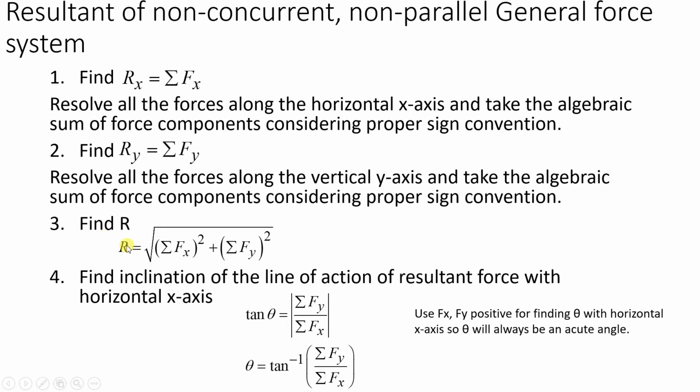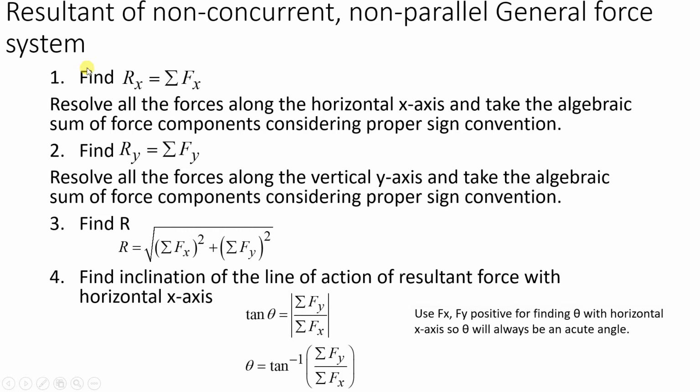Third one is calculating resultant. So resultant will be under root of summation Fx square plus summation Fy square. And fourth one is calculating the angle of that resultant. So tan theta will be mod of summation Fy upon summation Fx. So theta will be tan inverse of summation Fy upon summation Fx. We are using mod over here, so Fx and Fy summation will be positive. So we are finding angle theta with respect to horizontal, which is always acute angle.